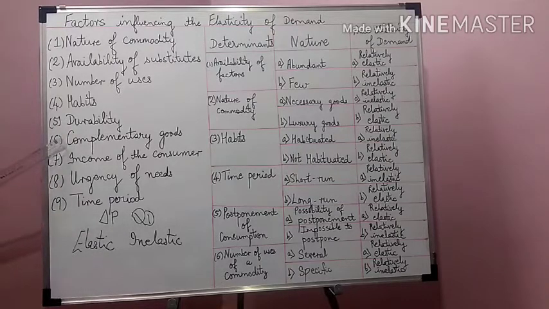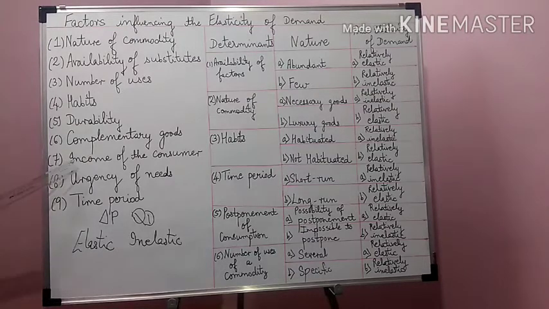Sixth factor, complementary goods. The demand for a commodity which is used in conjunction with other commodities to satisfy a single want is relatively inelastic. For example, a fall in the price of mobile handsets may lead to a rise in demand for SIM cards.